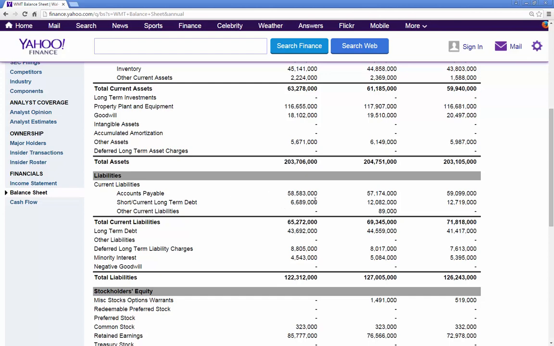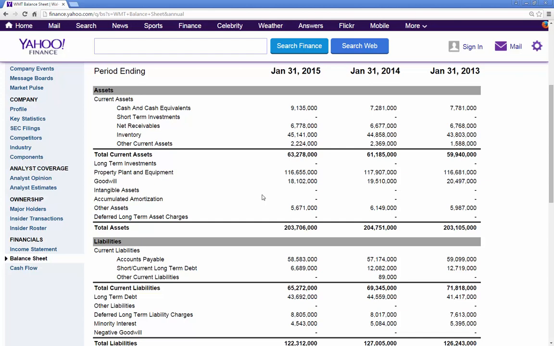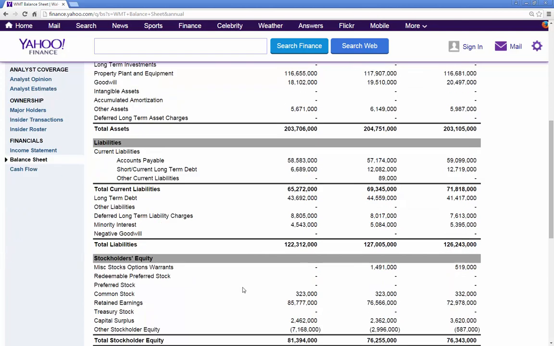So right there we can see that they've got about $65 billion in current liabilities, which is actually a little higher than their current assets. So that's a little bit scary in many businesses, although a business like Walmart that we know is going to have just a ton of retail sales, they should have no problem paying that current debt.